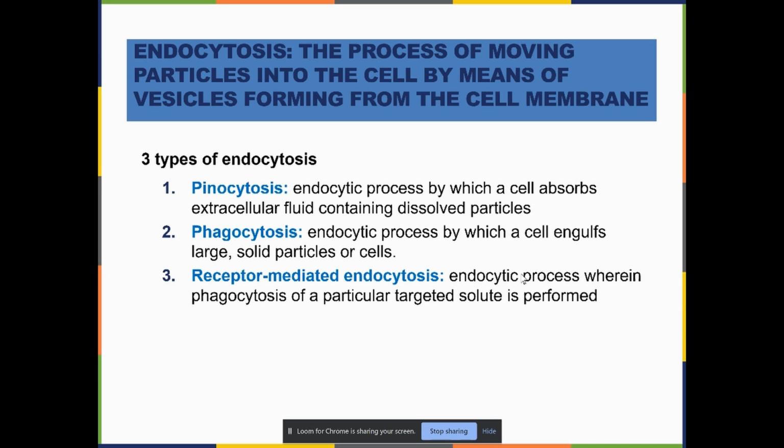Think of pinocytosis as cell drinking. It's the cell taking in solute dissolved in a solvent. It's taking in extracellular fluid. Phagocytosis, think of this as cell eating. It's when a cell takes in solid particles, and it engulfs them. And then receptor-mediated endocytosis is essentially specific phagocytosis. It's when endocytosis occurs, but it's the cell using a receptor to go after a specific molecule it wants to take in. So there's a targeted solute particle with receptor-mediated endocytosis.